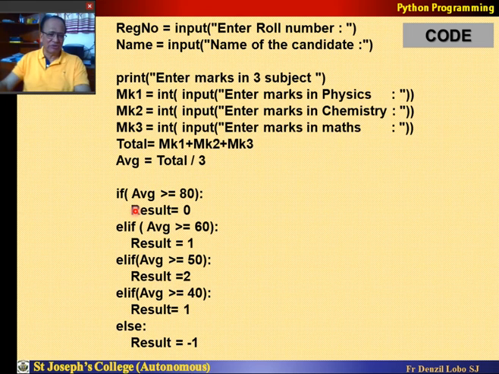If average is greater than 80, the result is equal to 0, that means it's a distinction. We code it. If the average is greater than or equal to 60, result is equal to 1. If the average is greater than or equal to 50, result is equal to 2, etc. And else result is equal to -1. Now we want to print the marks card.